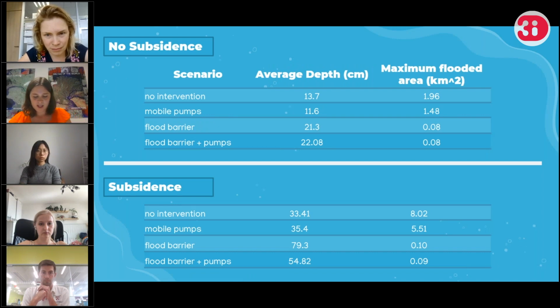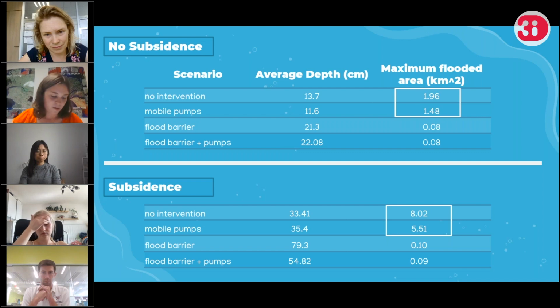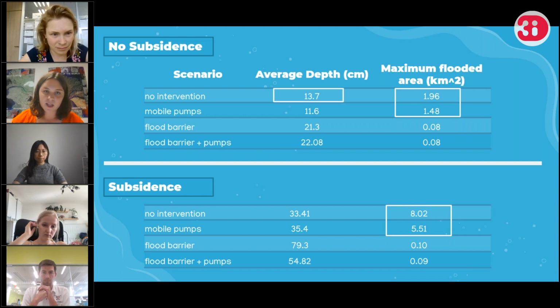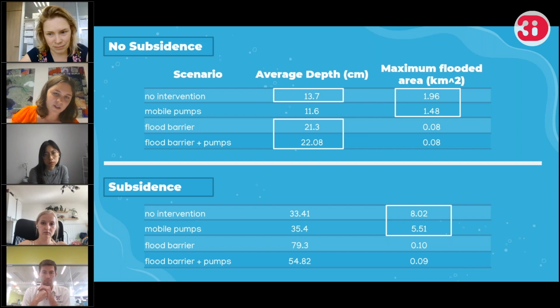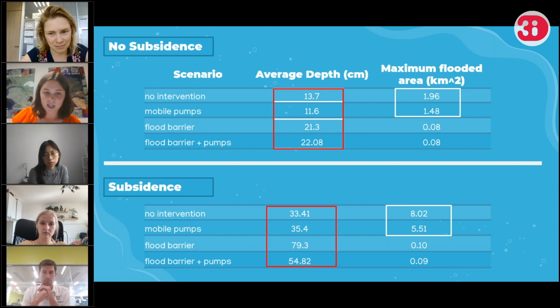And then to highlight these figures in table form, subsidence significantly increases the flooded area by over 3 times, which is what we saw in those graphs before. And then the flood barrier also nearly doubles the average depth. And that's expected because the water stays within the flood barrier. And then subsidence significantly increases average depth by 20 to 30 centimeters. So that's an interesting finding, seeing how subsidence would impact flooding in the future.